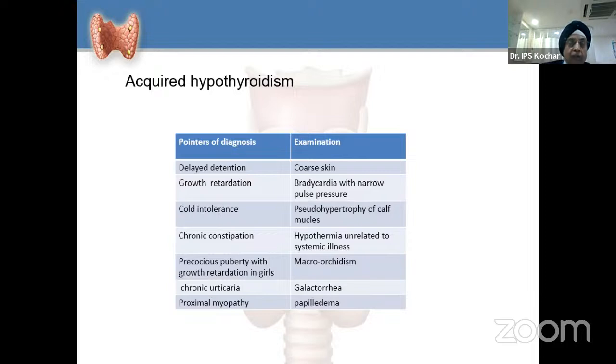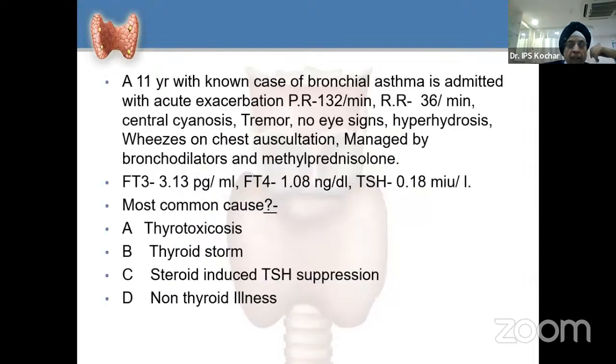On examination, you might find a child with bradycardia with narrow pulse pressure. You may get pseudohypertrophy of the calf muscle. You may get macroorchidism. This can also be seen in children with this condition. You can have all of these, and you may have galactorrhea. Sometimes secretion from the breast can occur, along with papilloma and KSM. This is the last case we're going to talk about, and then we're going to close up.